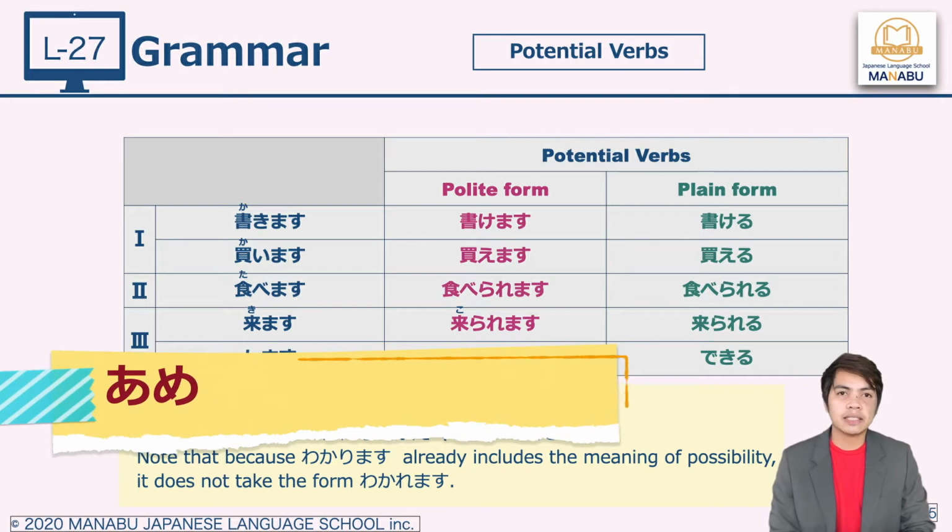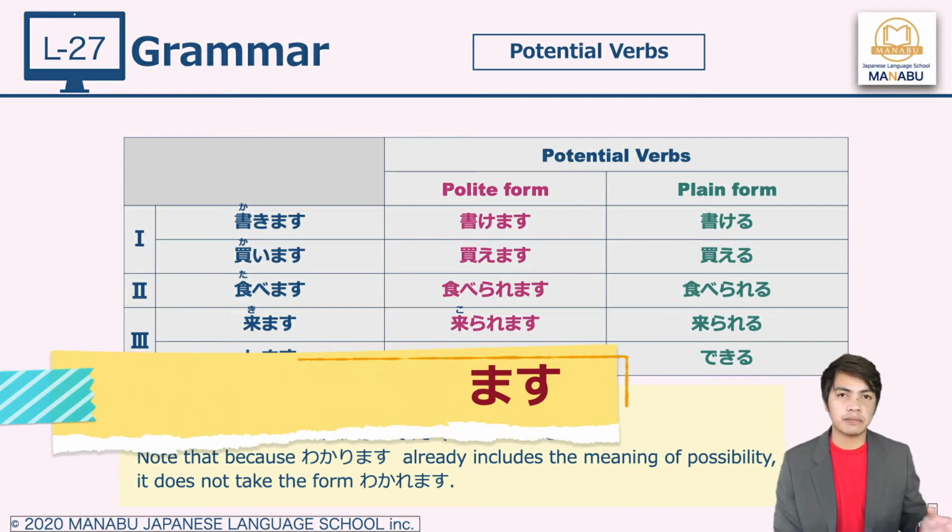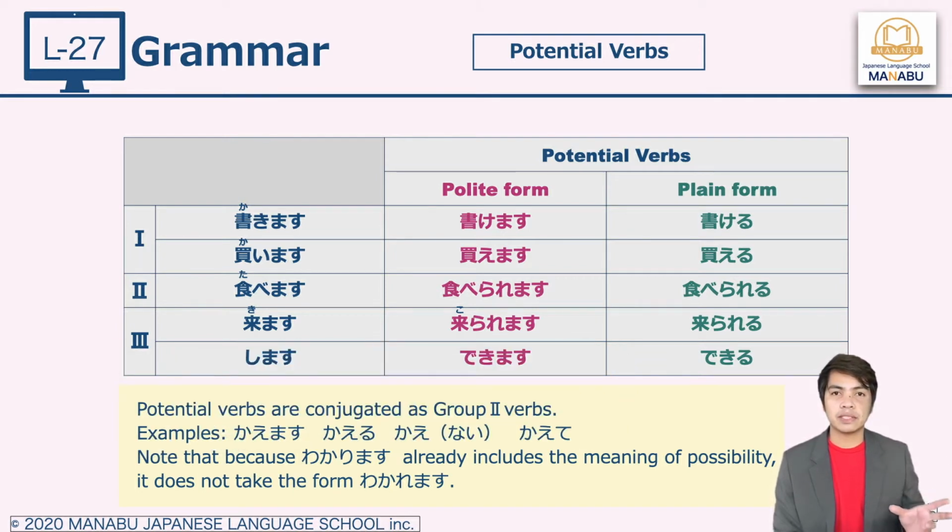And also take note, when the verbs are in potential form, they are conjugated just like the group 2 verbs. Or in other words, they become group 2 verbs. So if you conjugate them to te form, ta form, or the nai form, we will follow the rule for the group 2 verbs. So the verb kakimasu becomes kakemasu, and the plain form is kakeru. Next verb, kaimasu, from I to E, kaemasu, the plain form is kaeru.